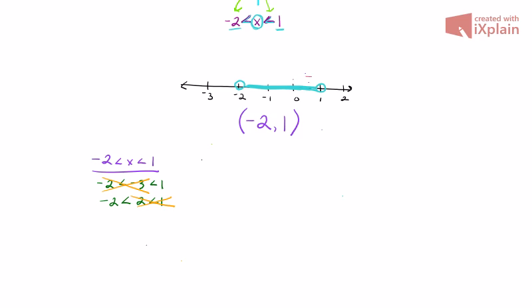However, if we do pick something, say from the middle, let's see what happens in that case. So let's say we pick 0. -2 less than 0 less than 1. Is -2 smaller than 0? Yes. Is 0 less than 1? Yes. That's why all of our shading took place there.